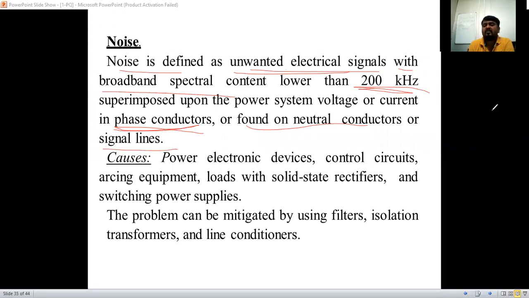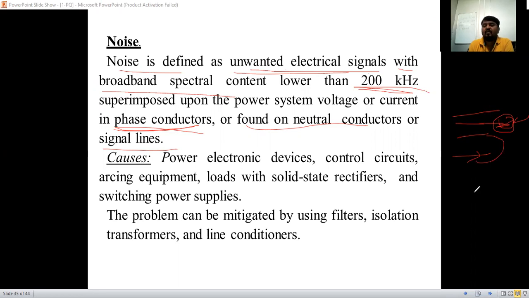We are going to use 3 phases and one neutral on the load side. If this unwanted signal comes from the neutral line to the phase, or directly applies to the phase also, then where 2 conductors have a mismatch in between, where we do the jointing, the unwanted signal will be produced. That is called noise.